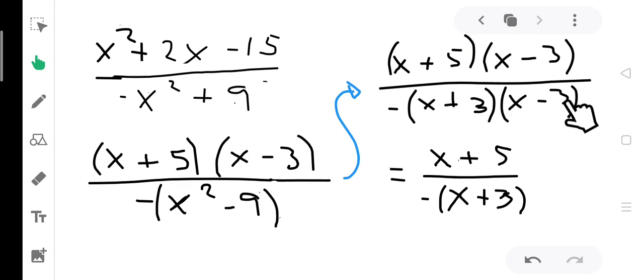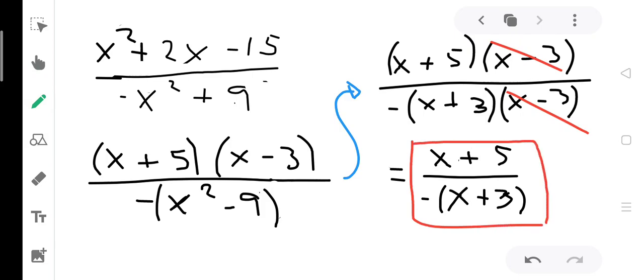And then, cancel the common factor. We have x minus 3 and x minus 3. So what remains is (x plus 5) over negative times the quantity (x plus 3). So this is the final answer.